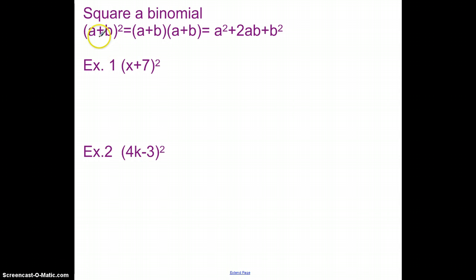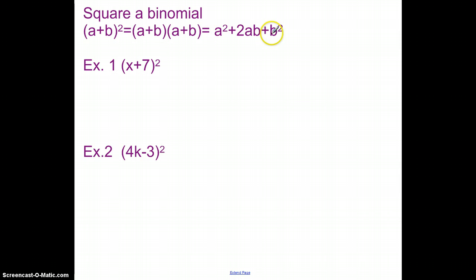So first of all, there's a lot of variable conversation up here, so I just want you to watch. First of all, if I tell you that something has a square on the outside, that means that everything inside of here, you can multiply by itself twice. So a plus b, and then the 2 out here means that it's going to be a plus b times a plus b.